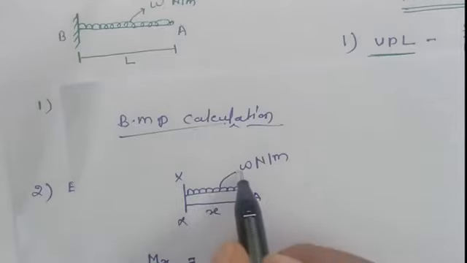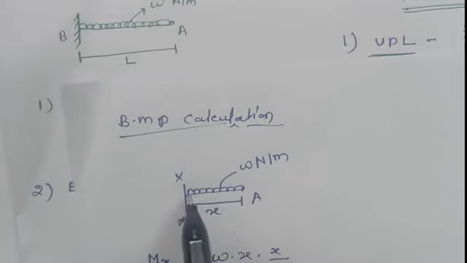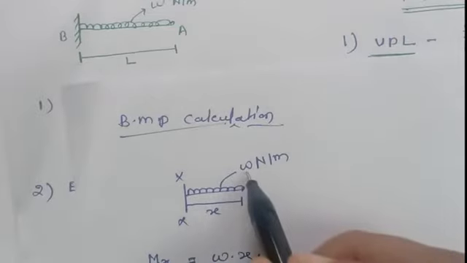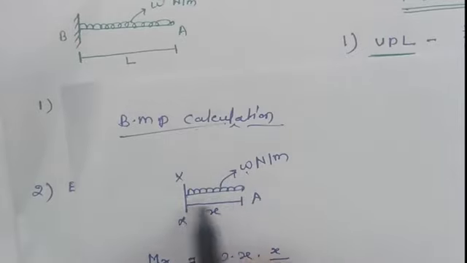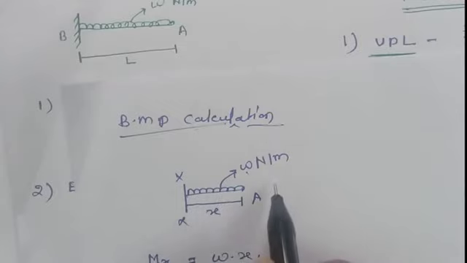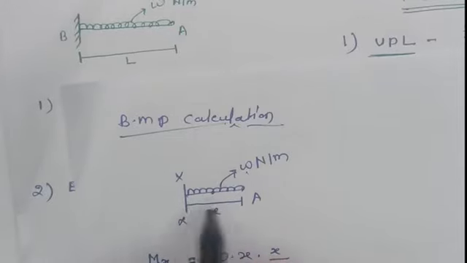So the intensity acts at the centroid: W acts at x by 2 distance. Whenever we calculate a UDL on any beam, we have to multiply W by the total distance, because it is load per unit length. So over the total length, the load is W into x, and it acts at the centroid, which is half the distance of x, so x by 2.